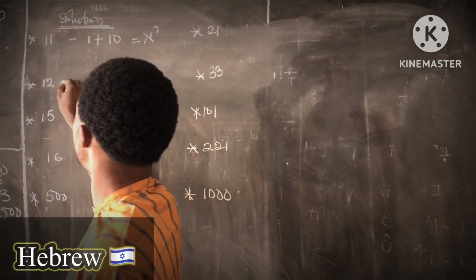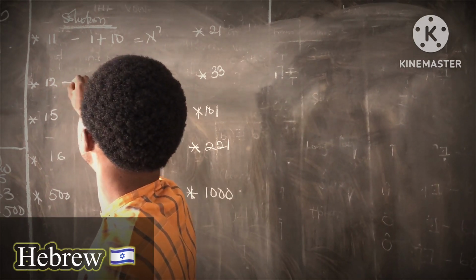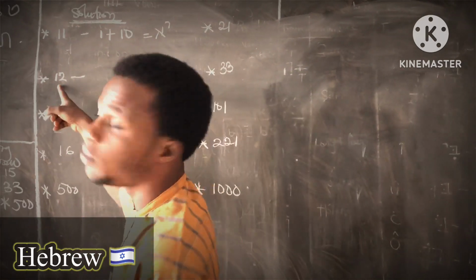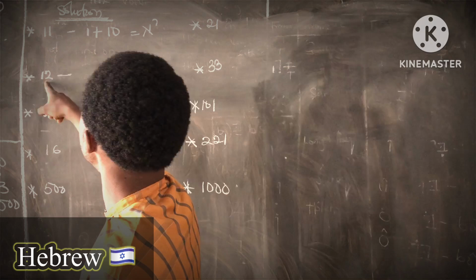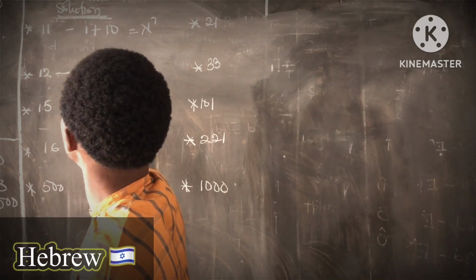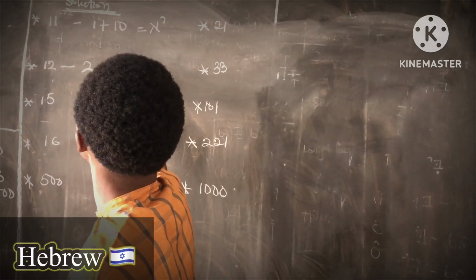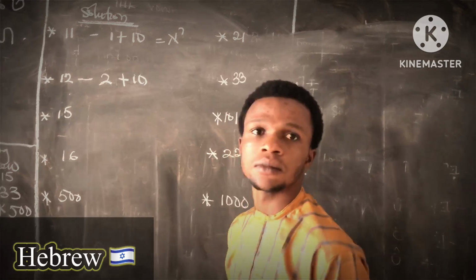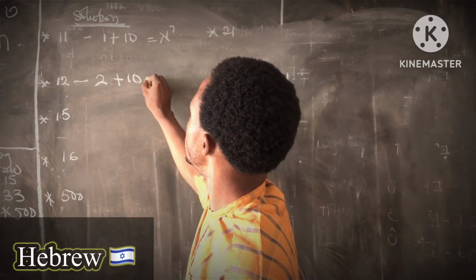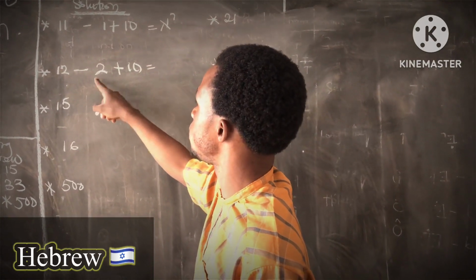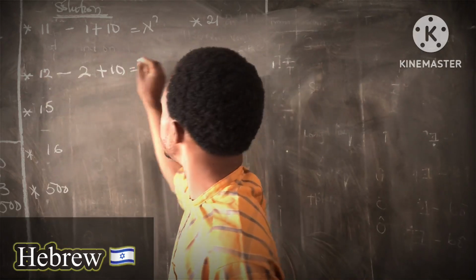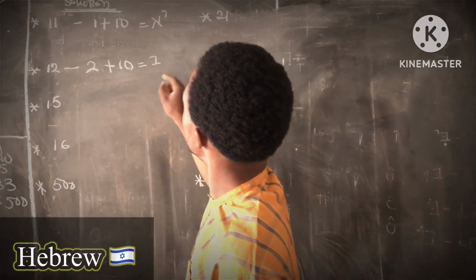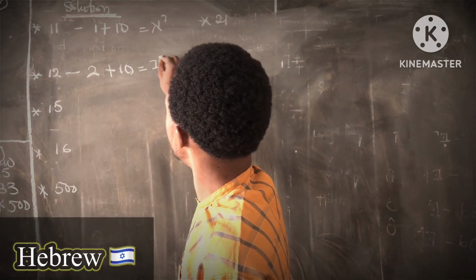So number 2, you still follow the same method. Let's break it down like before. So this is 12. So we are going to have 2 plus 10. 2 is represented by Bet, and 10 is still represented by Yud.